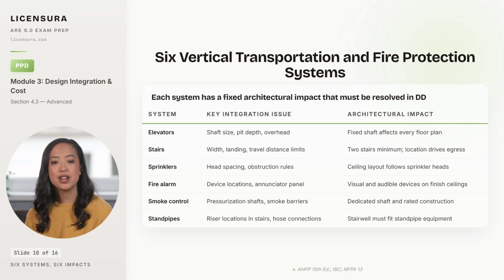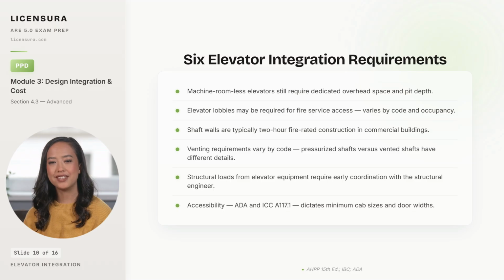Elevators carry the single largest architectural footprint. 6 rules cover the integration. 6 elevator integration requirements every architect should be able to recite from memory in DD. First, machine roomless elevators still require dedicated overhead space and pit depth. The marketing line that they save space is true at the equipment room level, but not at the shaft level. And architects who plan the shaft as a simple vertical box discover the overhead and pit requirements during shop drawing review. Second, elevator lobbies may be required for fire service access, depending on building code and occupancy.